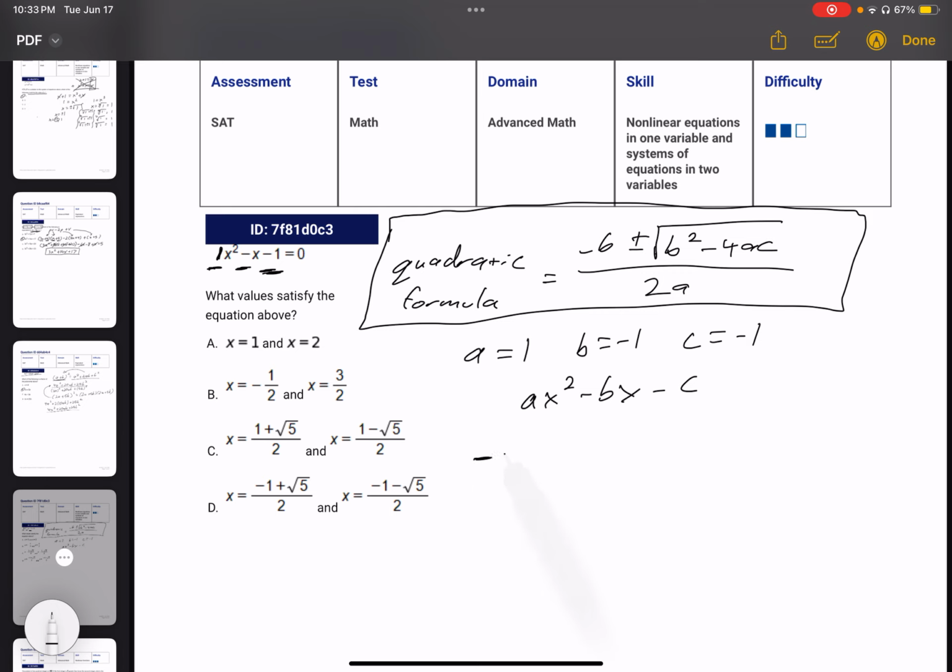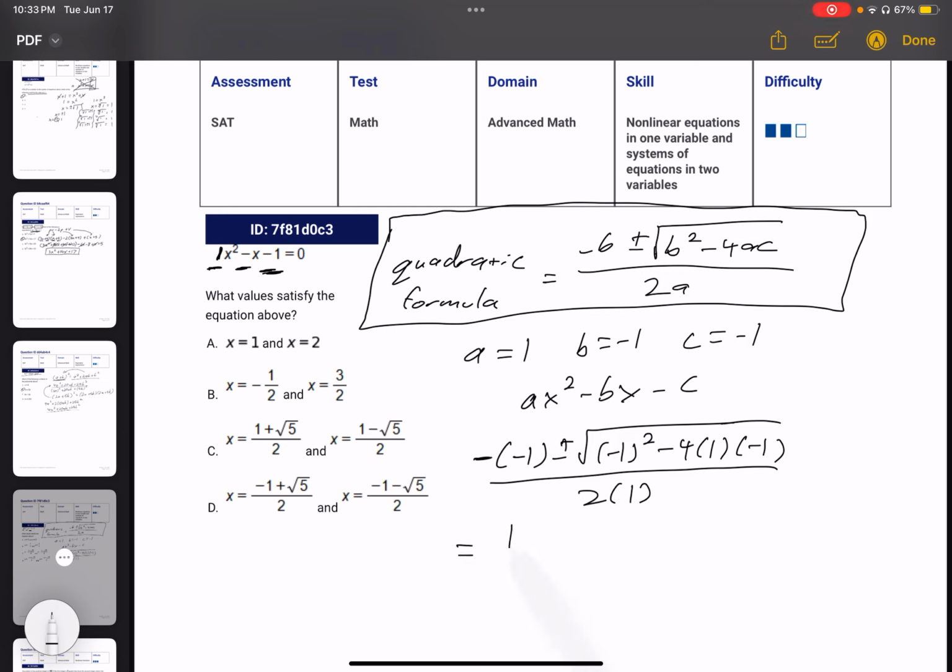So negative b, which is negative 1, plus or minus the square root of b squared, which is negative 1 squared, minus 4ac, over 2 times a, which is 1. And then this is equal to 1 plus or minus the square root of 1 plus 4 over 2, which is equal to 1 plus or minus square root of 5 over 2. Looking at our answer choices, it's not going to be 1 or 2, it's not going to be a half or a third.